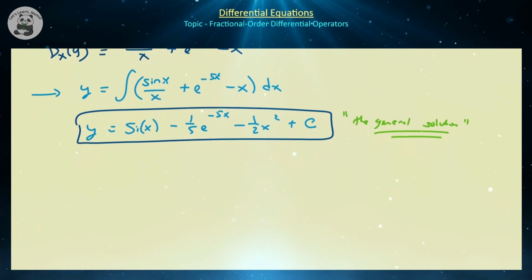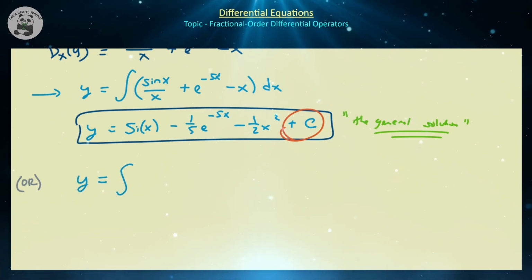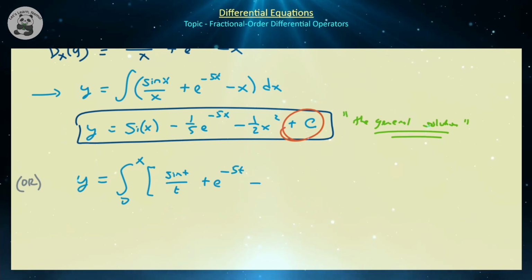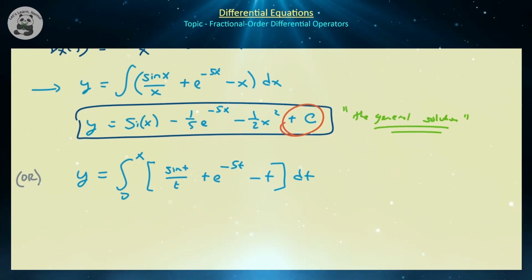So this is going about it from the perspective that differential operators are not one-to-one, because we're including the null space of the differential operator as part of the solution to that differential equation. But there are other ways you could go about this, because we can say, okay, well, y can be defined to be equal to the integral from 0 to x of sine of t over t plus e to the minus 5t minus t dt. So we can define this as the solution of the differential equation.